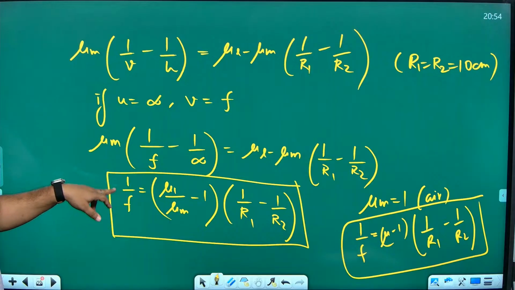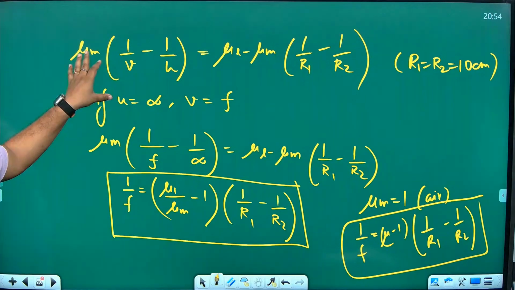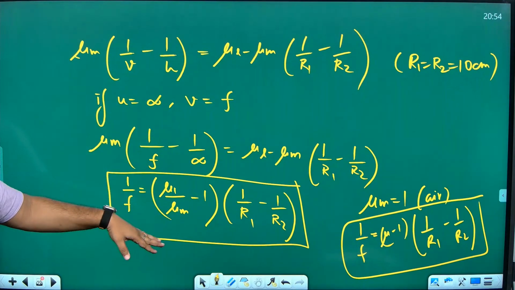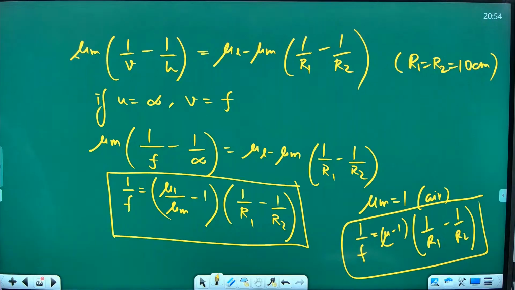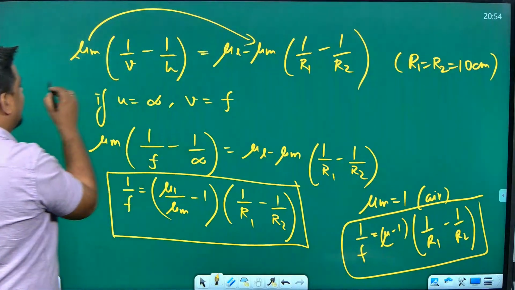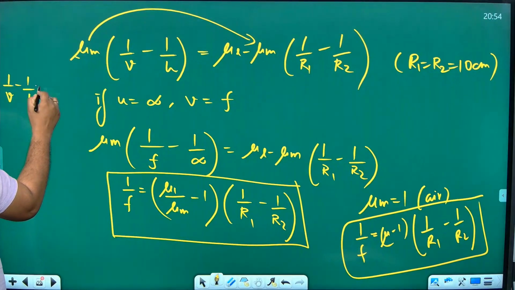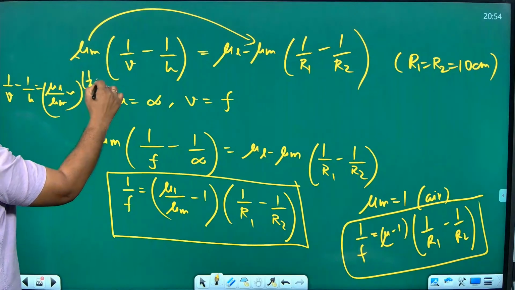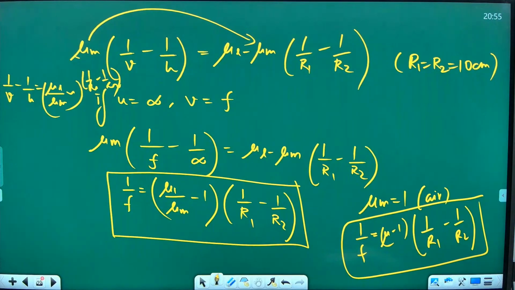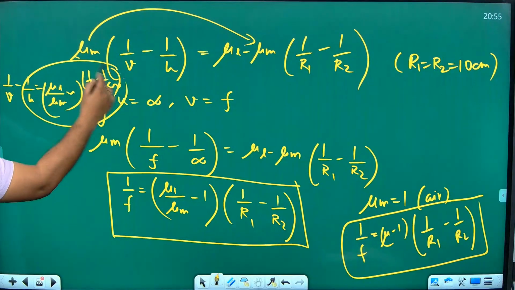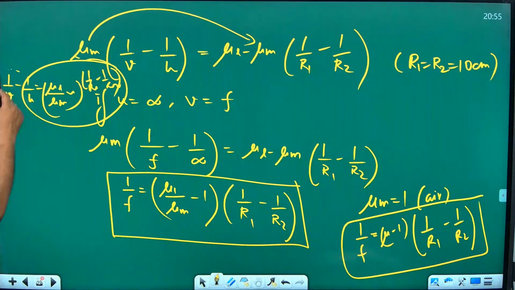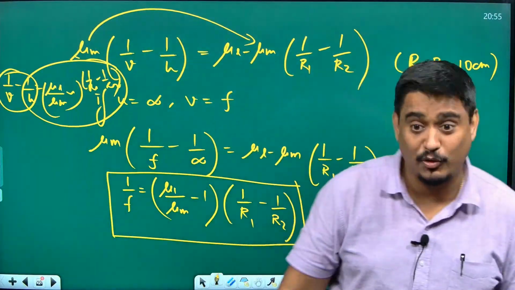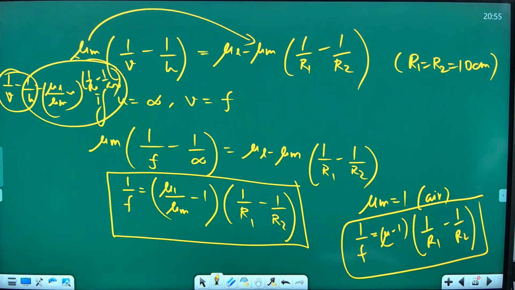Here 1 by f is equal to this thing. Here this take that side. The right hand side is same for both. See, from here if I take mu m this side, I will get 1 by v minus 1 by u is equal to (mu l by mu m minus 1) into (1 by r1 minus 1 by r2), right? Now see left hand side, here and here same, here it is 1 by v minus 1 by u, here it is 1 by f. So from equations 1 and 2 I can write 1 by v minus 1 by u is equal to 1 by f. I can do like that also, permitted, fine.